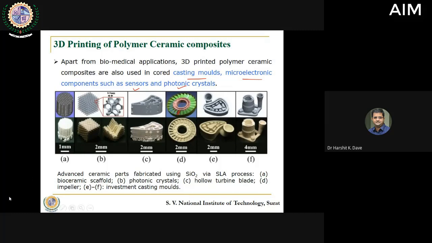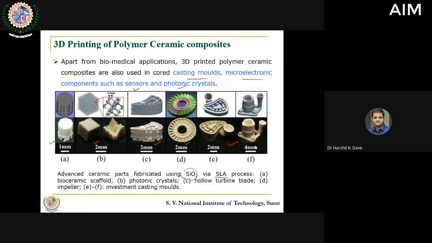You can see there are six different conditions, wherein people have tried to fabricate silicon oxide with the help of a photopolymerization process, where a scaffold is generated, certain photonic crystals are generated, a very micro turbine blade is printed, some impellers are printed, and even tiny investment casting parts are also printed.